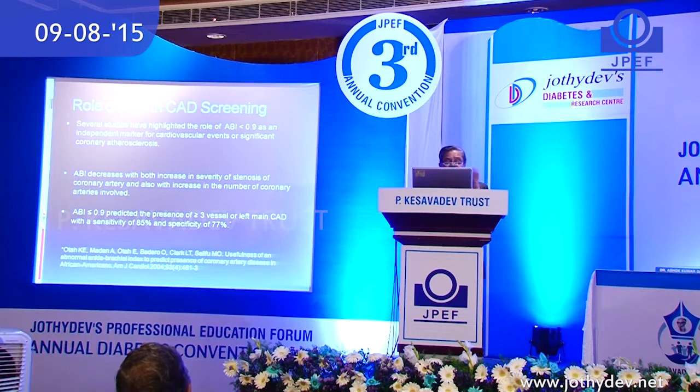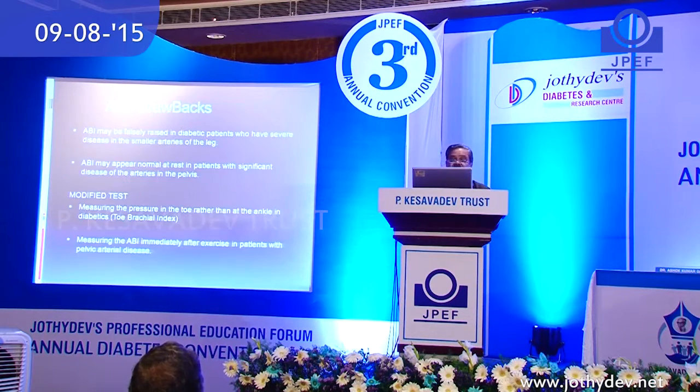Now, there are various studies which have highlighted the role of ABI when less than 0.9 as an independent marker of CVD, of significant atherosclerosis. Also the ABI number decreases as the severity of stenosis, the number of stenoses and the number of vessels involved in diabetic heart disease increases. This has been shown by various others and also by our study. I'll go to the published paper which I brought for you here.